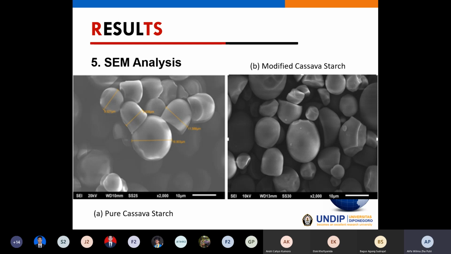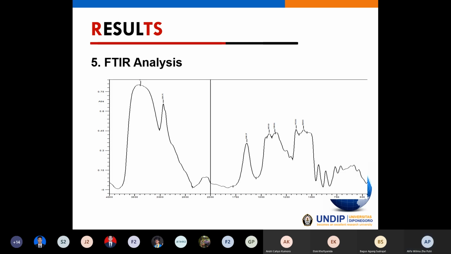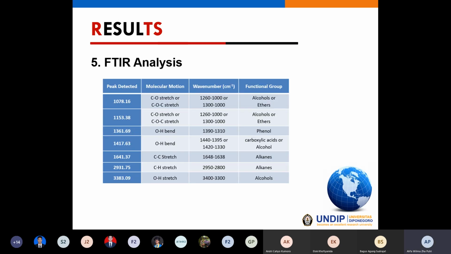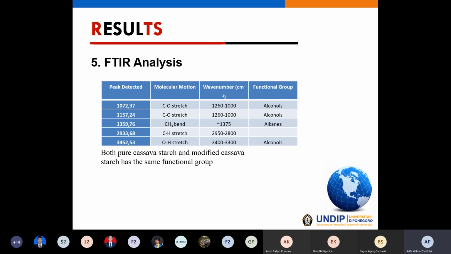And then for the FTIR analysis, this is the result for the modified cassava starch and the comparison with the pure cassava starch. Pure cassava starch and modified cassava starch have the same functional groups, so there aren't many differences between the pure and the modified. Maybe just the peaks detected for the carbonyl and carboxyl groups are slightly different, only a little.